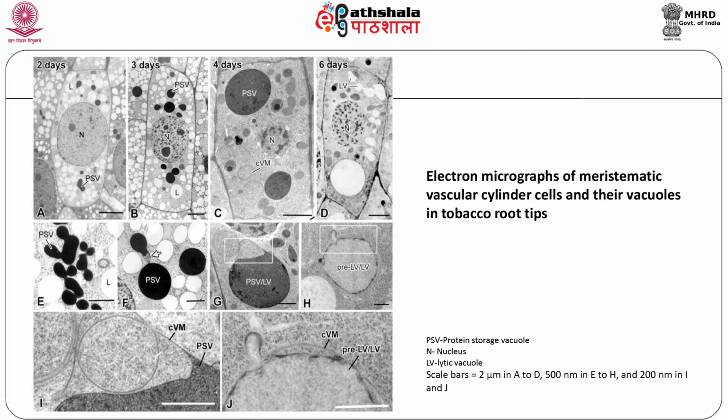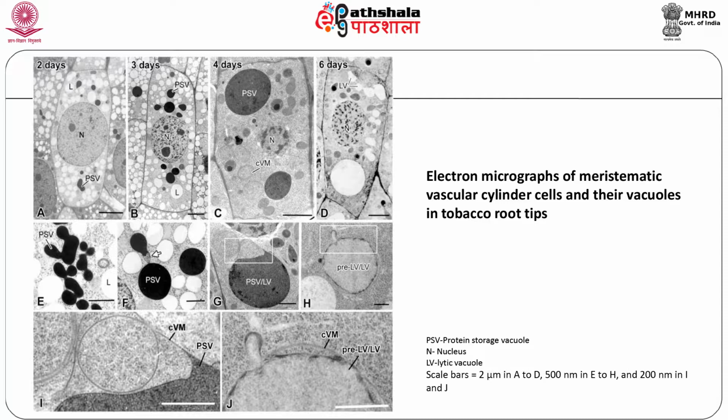Electron micrographs of meristematic vascular cylinder cells and their vacuoles in tobacco root tips, at 2 to 6 days. In A and E, in 2nd day cells, the very darkly stained PSVs lack phytin globoids. These are protein storage vacuoles that lack phytin globoids and appear fused into a large multilobed vacuolar system.